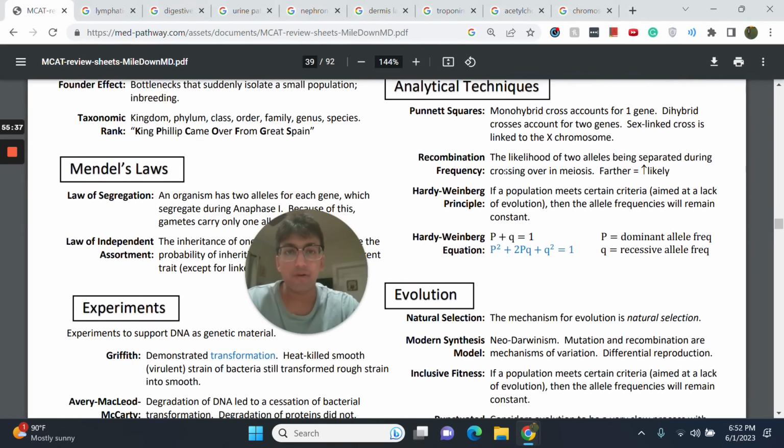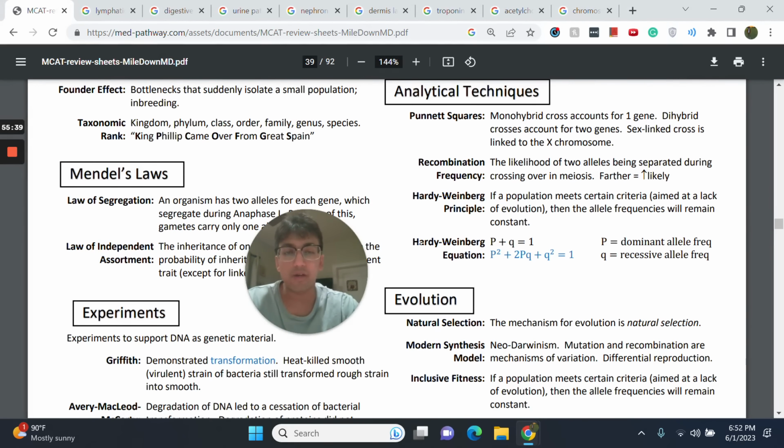Okay, now we have analytical techniques. The Hardy-Weinberg principle is p plus q equals 1, and p and q are the 2 different alleles and how frequent they are. Now sometimes there's more than 2 alleles. Maybe there's like 10 alleles. So this is true under a certain number of conditions. If you have 2 alleles and your population is stagnant and not changing, and things like that, there's a lot of different criteria that you can search up, then this equation should be true.